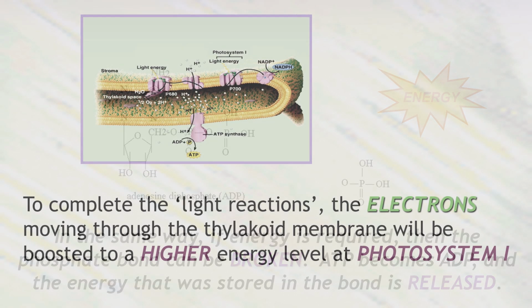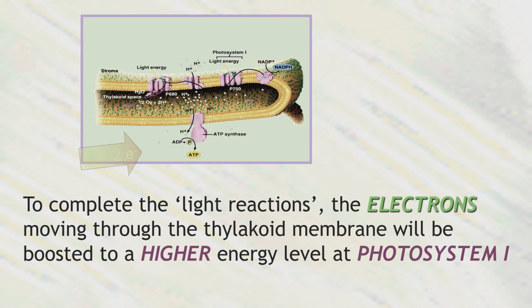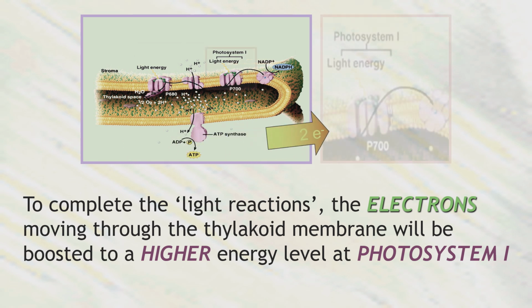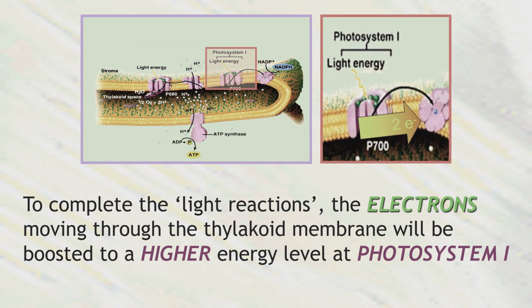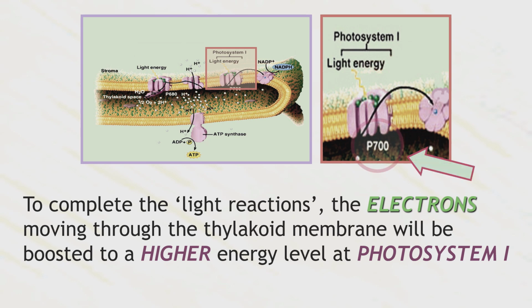To complete the light reactions, the electrons moving through the thylakoid membrane will be boosted to a higher energy level at photosystem 1. To understand, these electrons already have a certain amount of energy, which they got at photosystem 2. But now at photosystem 1, they get an additional boost. Photosystem 2 was P680. Now they are going to be boosted to P700. So these will be high energy electrons, moving at a higher energy level.